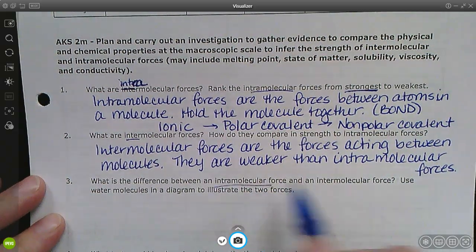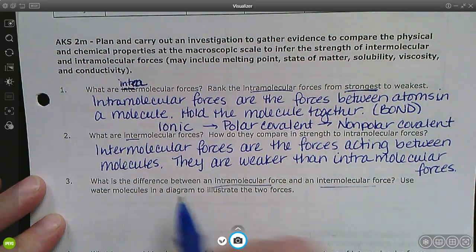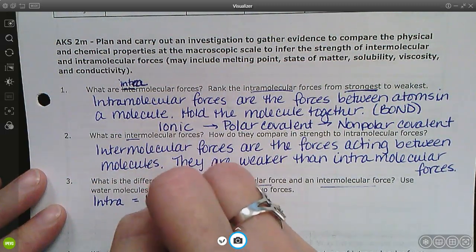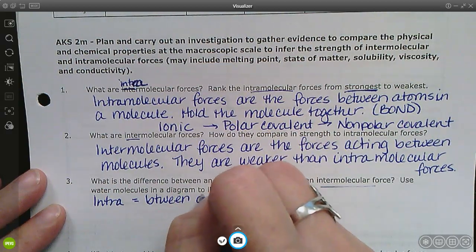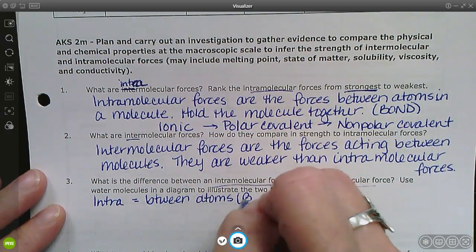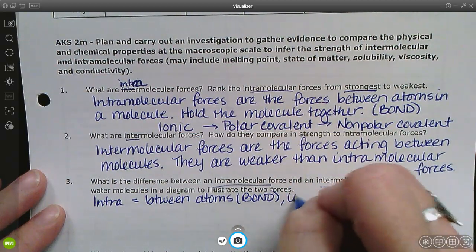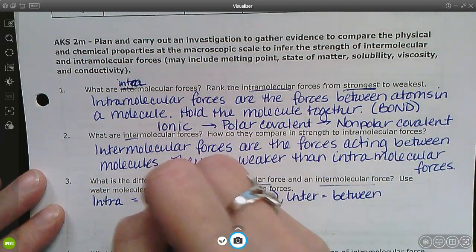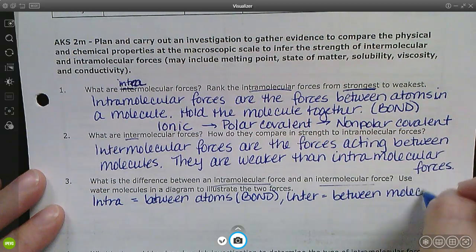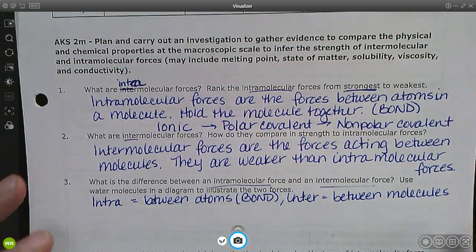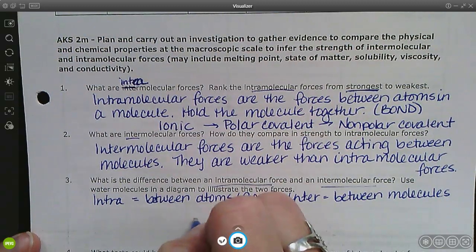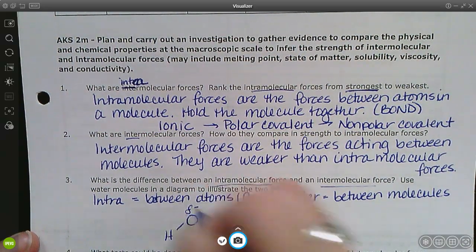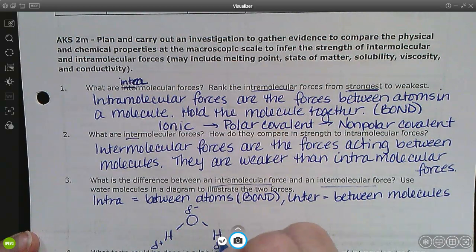Difference between intra and intermolecular force, use a water molecule. So intra is between atoms. It's the bond that holds it together, while inter is between molecules. And hydrogen looks kind of something like this, where you have a partial negative charge and these have partial positive charges.